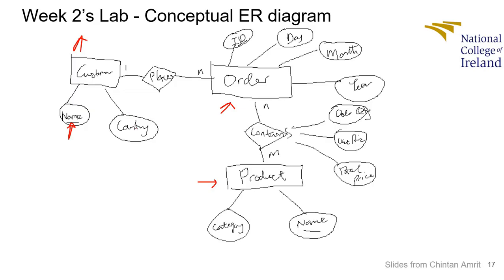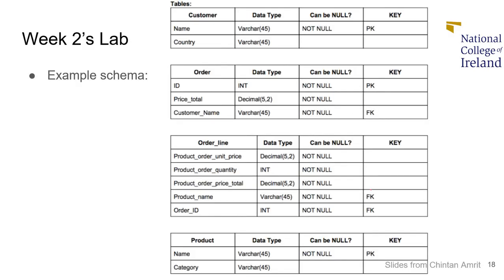But a customer has name and country attributes. The product has name and category attributes, and here we set name as the primary key. And then the order, which has order ID, day, month, year, has an n-to-m relationship with product. So an order contains product, n orders can contain m products, and this relationship has the attributes order quantity, unit price, and total price.